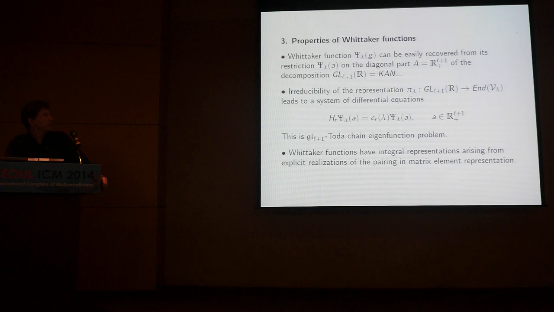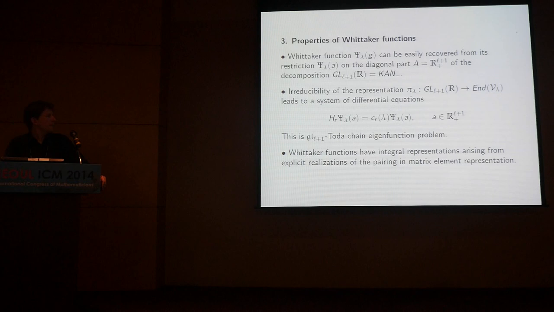This formulation obviously gives you some properties of such a matrix element. One is that it's basically a function on the double coset, which is just diagonal matrices with positive entries. Irreducibility of the representation gives you a system of differential equations, given by the action of elements of the center, the Casimir operators. And this system of differential equations coincides with the corresponding system of equations of the Toda theory.